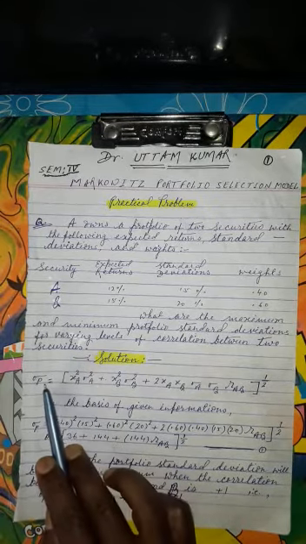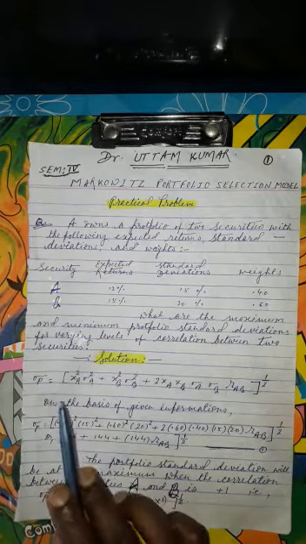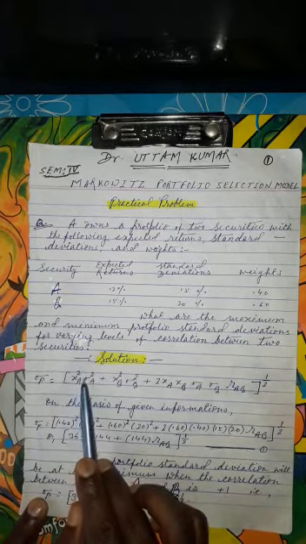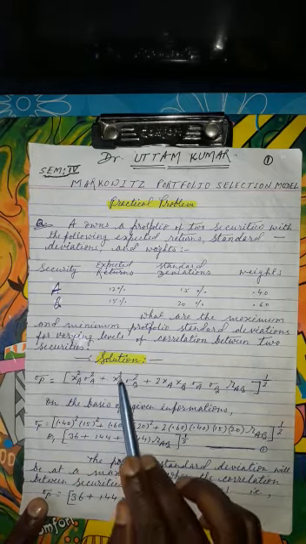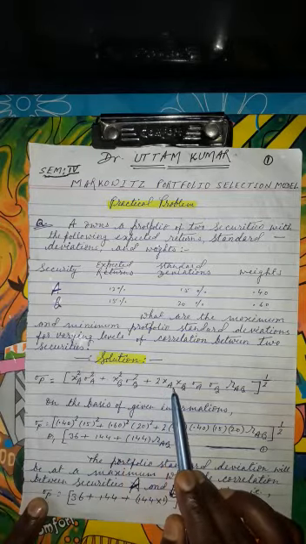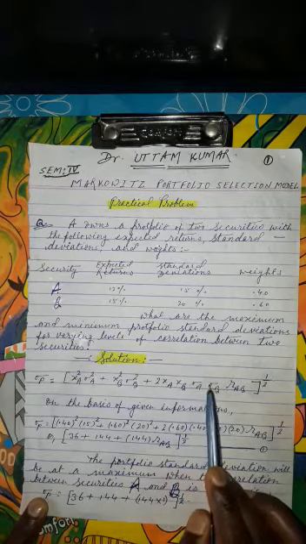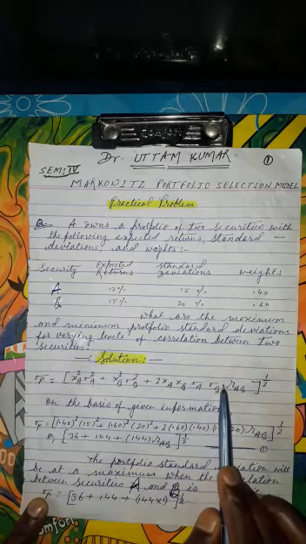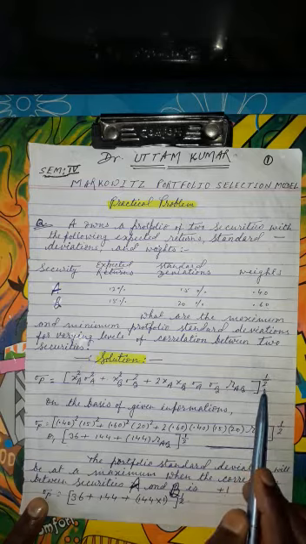According to the Markowitz portfolio selection model, portfolio standard deviation is expressed as: weight of A squared into standard deviation of A squared, plus weight of B squared into standard deviation of B squared, plus 2 into weight of A into weight of B into standard deviation of A into standard deviation of B into correlation between A and B, to the whole power 1 by 2.